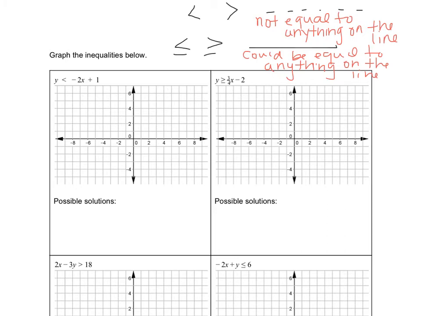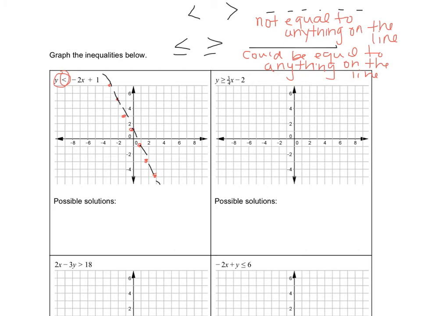So I've got y is less than negative 2x plus 1. So first I'm going to graph this line. I've got my y-intercept of 1, down 2 over 1, down 2 over 1. I can go the other direction. And since this symbol right here is a less than, can't be equal to, I'm going to make a dashed line through all these points. Now I've got to figure out my shading.